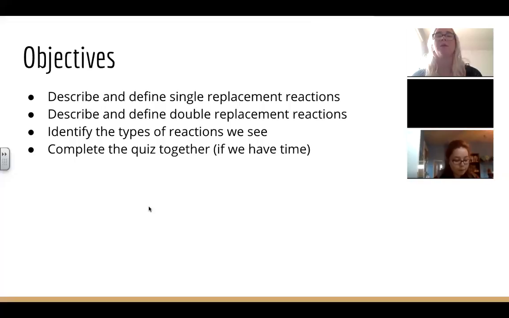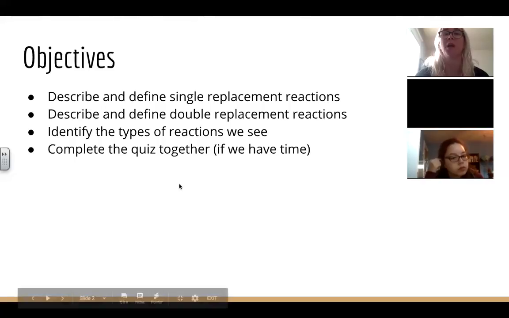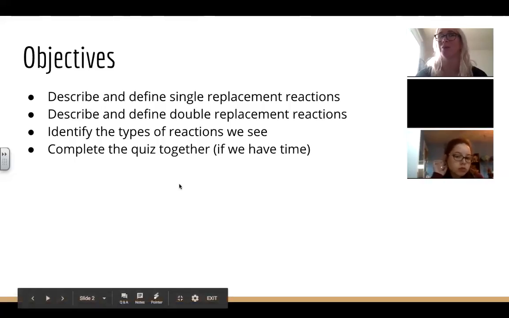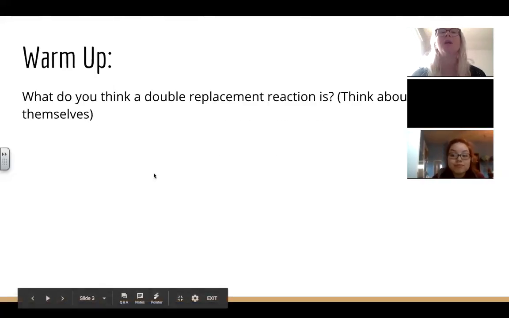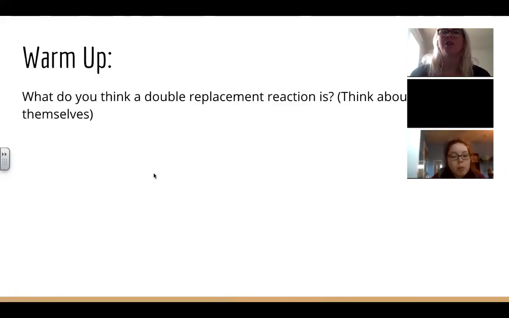So we're going to describe and define single replacement reactions, describe and define double replacement reactions, identify the types of reactions we see from a few examples, and complete the quiz together if we have time. I think we'll have time, but just in case we don't, I will be offering extra credit on the quiz instead of completing it. So the warm-up question is, what do you think a double replacement reaction is?